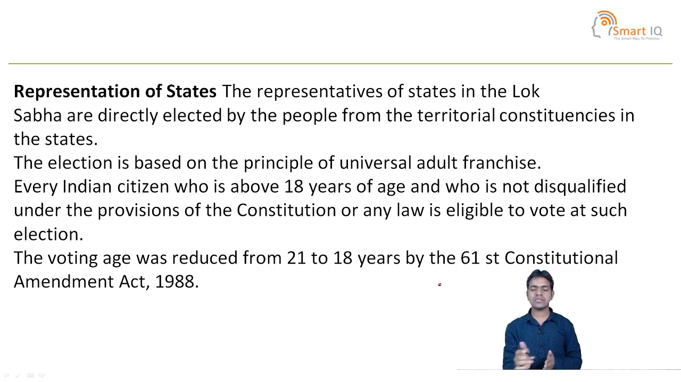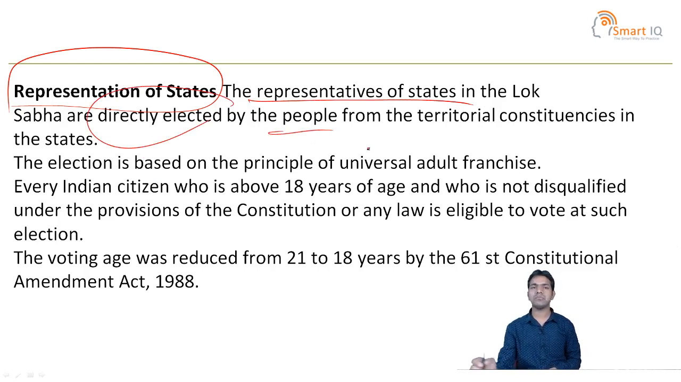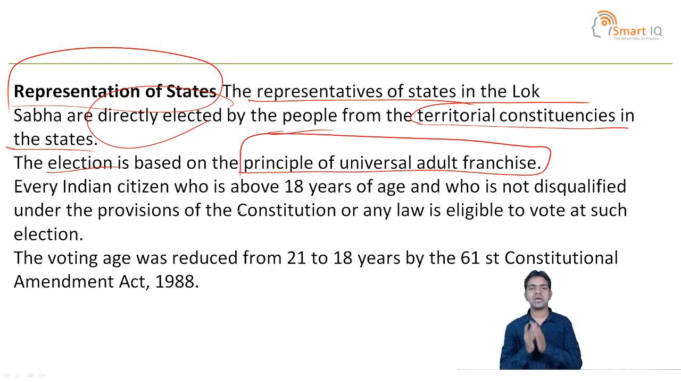Again, in the Lok Sabha there is a representation of the states. The representatives of the states are directly elected by the people from territorial constituencies. Very important: in the Rajya Sabha the representation is on the basis of population, but in the Lok Sabha the members come from territorial constituencies in the states. The election is based on the principle of universal adult franchise.